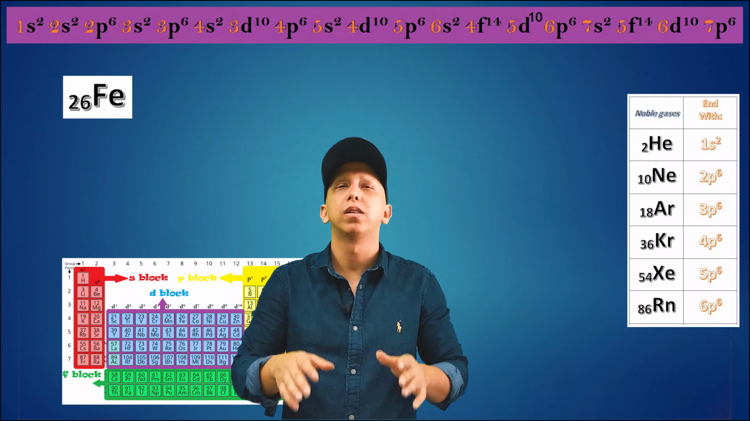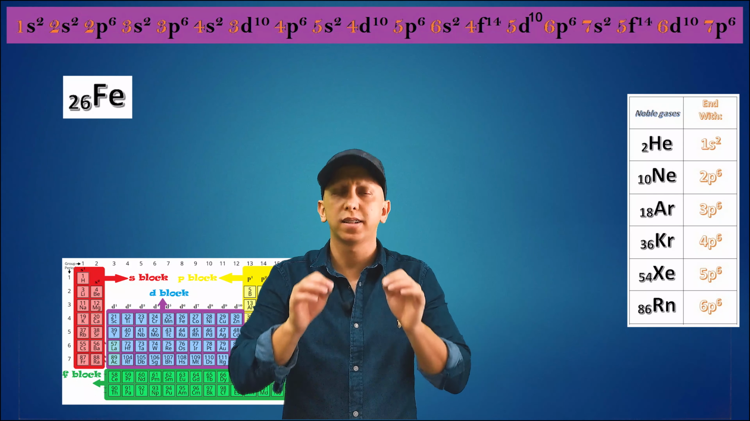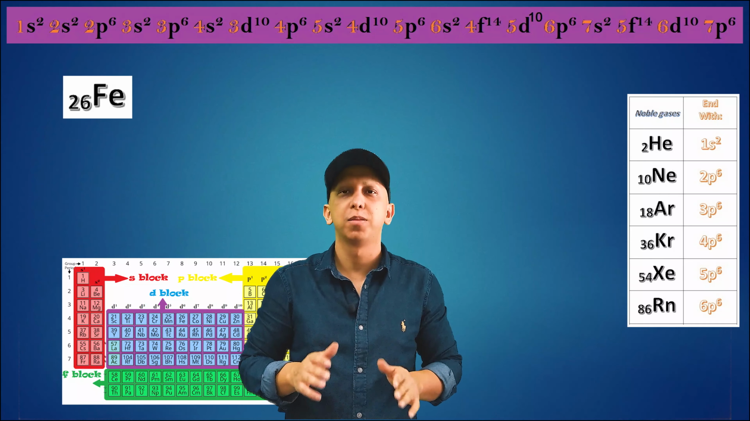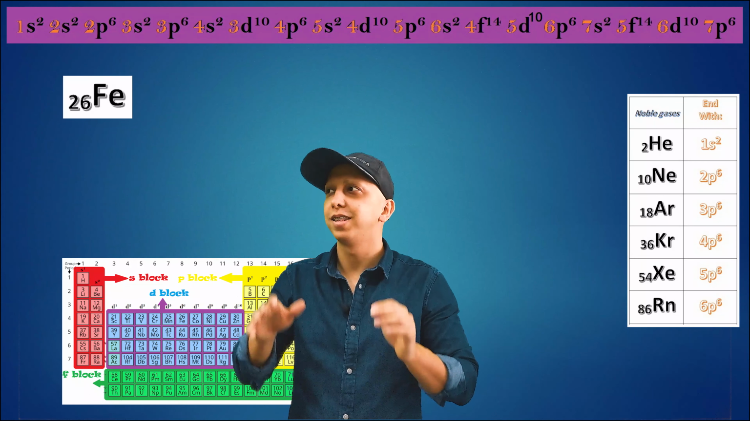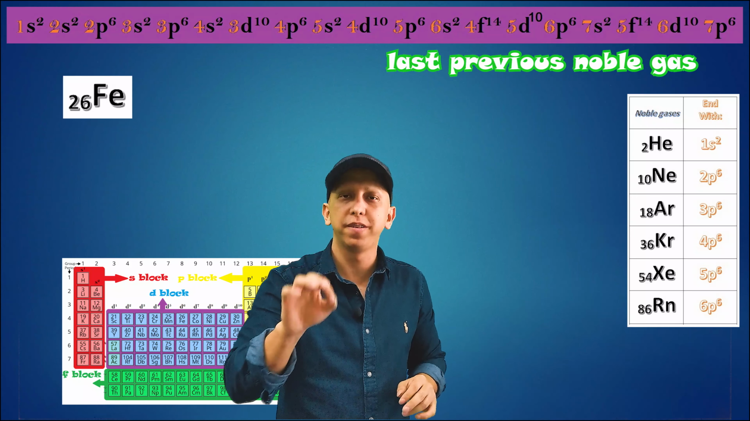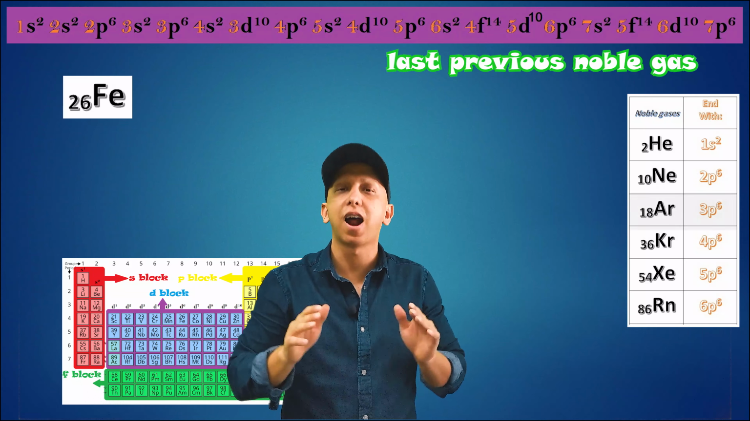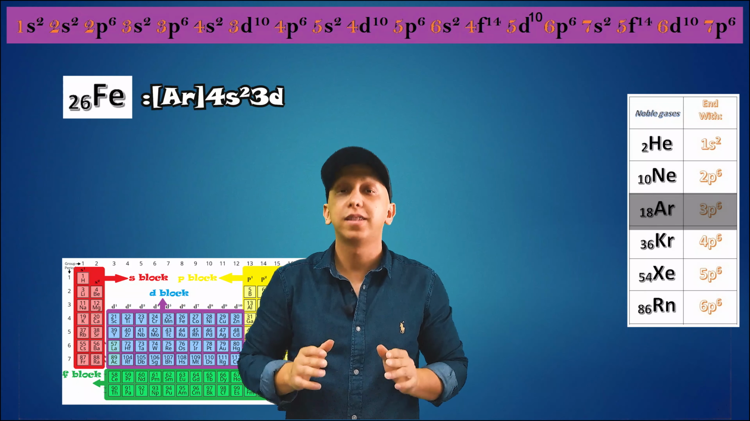Let's do another example, and that is iron. Its symbol is Fe because of its Latin name. Iron has 26 protons, so in neutral mode it has 26 electrons. And I want to write it in condensed mode, so I have to choose the last previous noble gas, and it is argon. And I will write argon 4s2, 3d6.